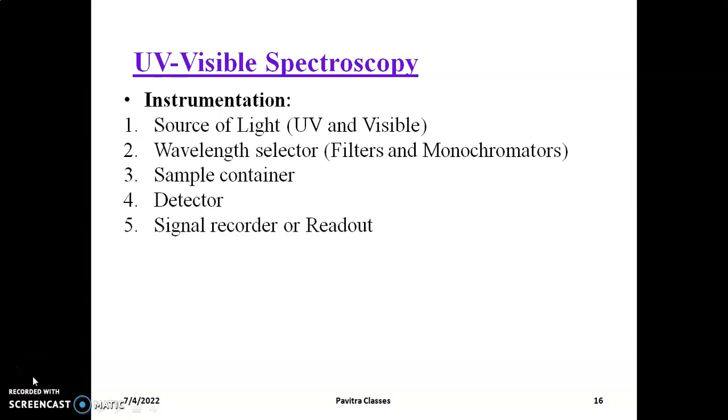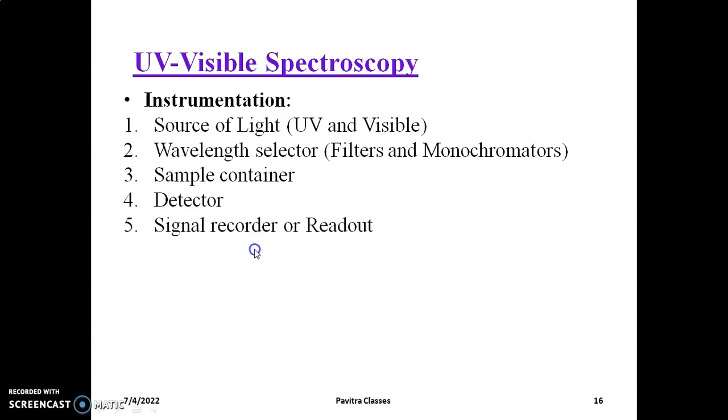Next, coming to the instrumentation part of UV and visible spectroscopy. First is the source of the light. Second is the wavelength selector, where filters and monochromators are used. Third is the sample container. Fourth is the detectors. Fifth is the signal recorder and the readout. We will see them one by one.